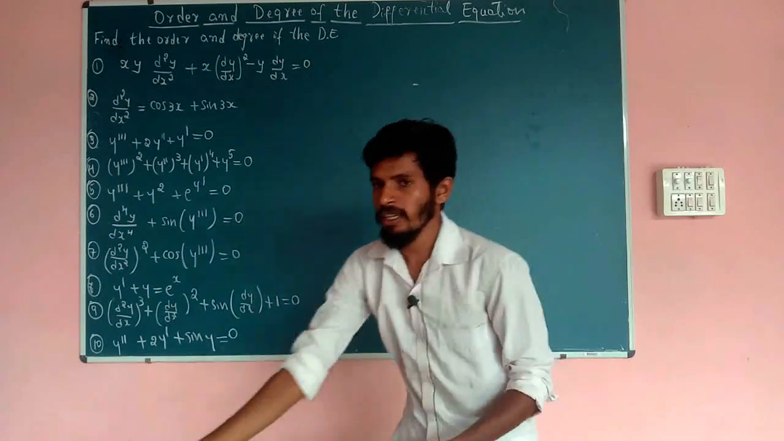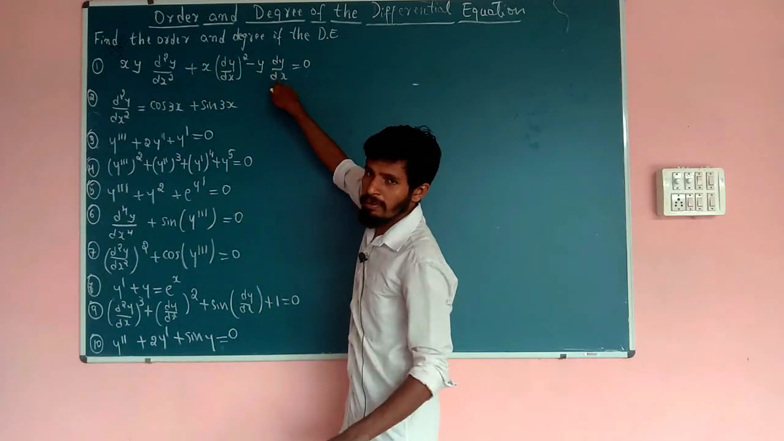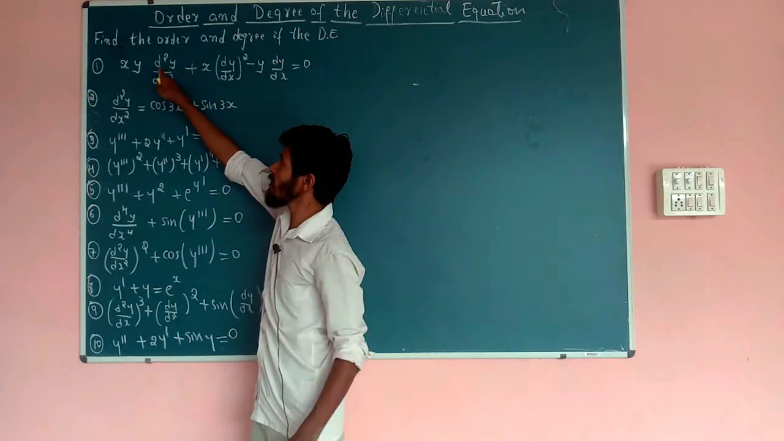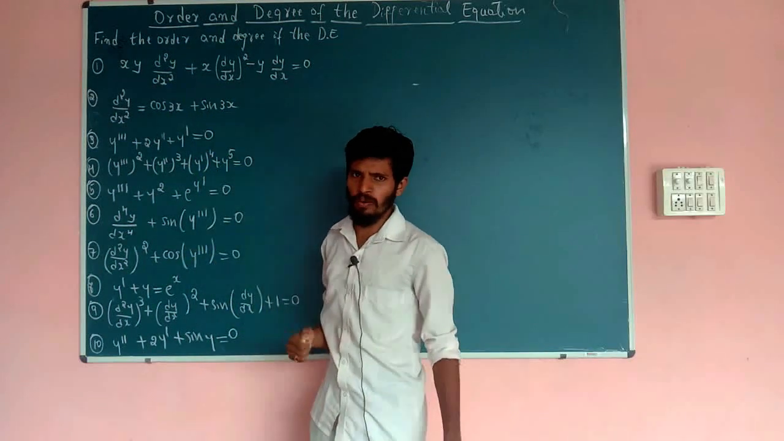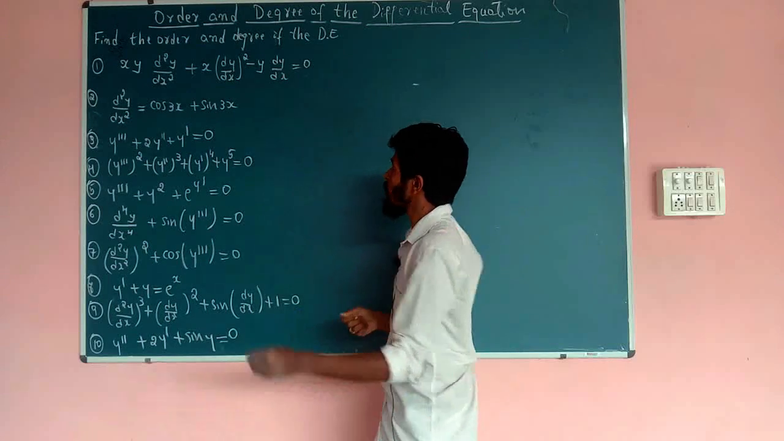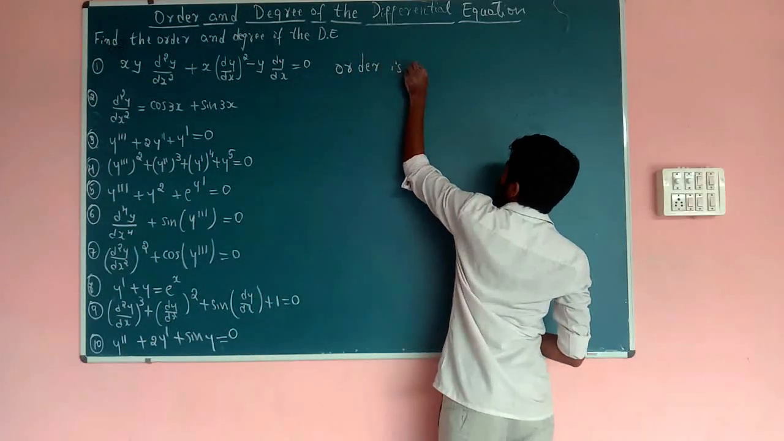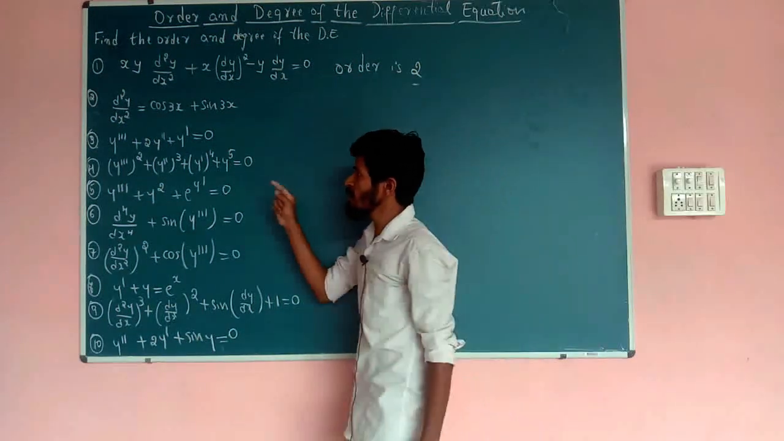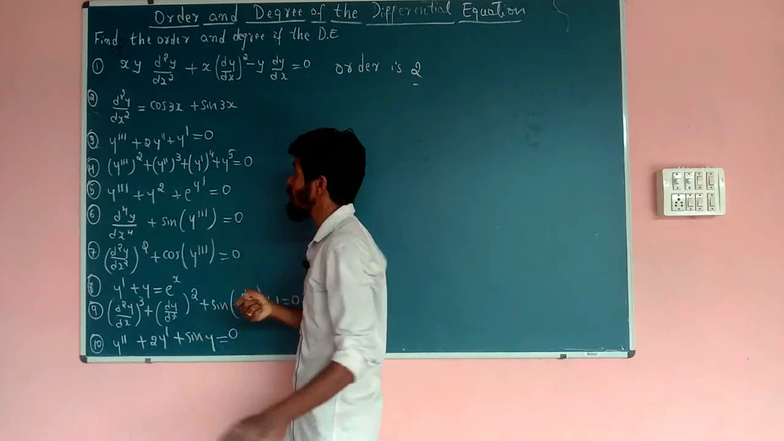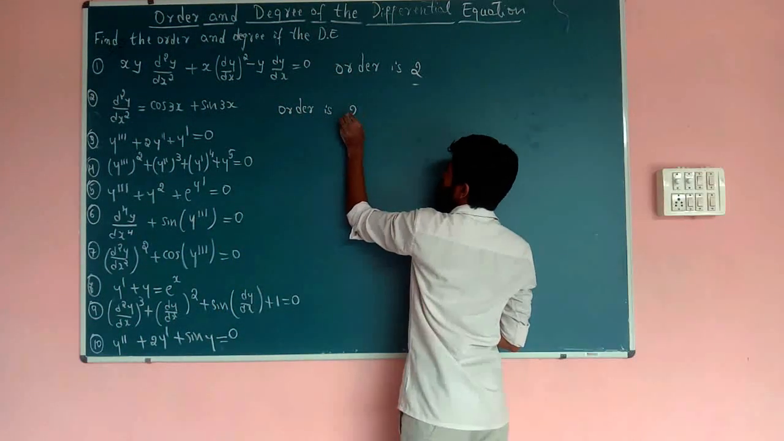See, here dy by dx is the first order derivative. Next, the power we do not look at, d square y by dx square. The highest order derivative is d square y by dx square, the second order derivative. Therefore, the order is 2. Here, there is no dy by dx term, d square y by dx square, second order derivative. Therefore, the order of this differential equation is 2.